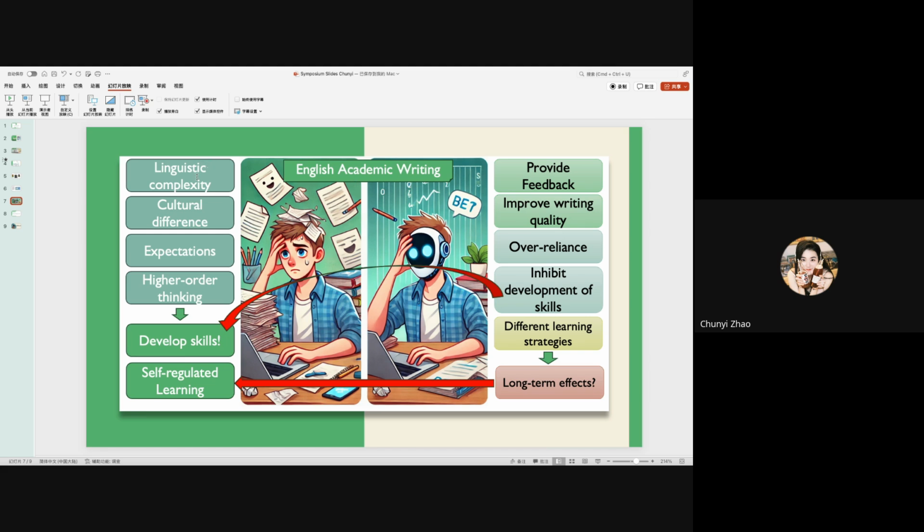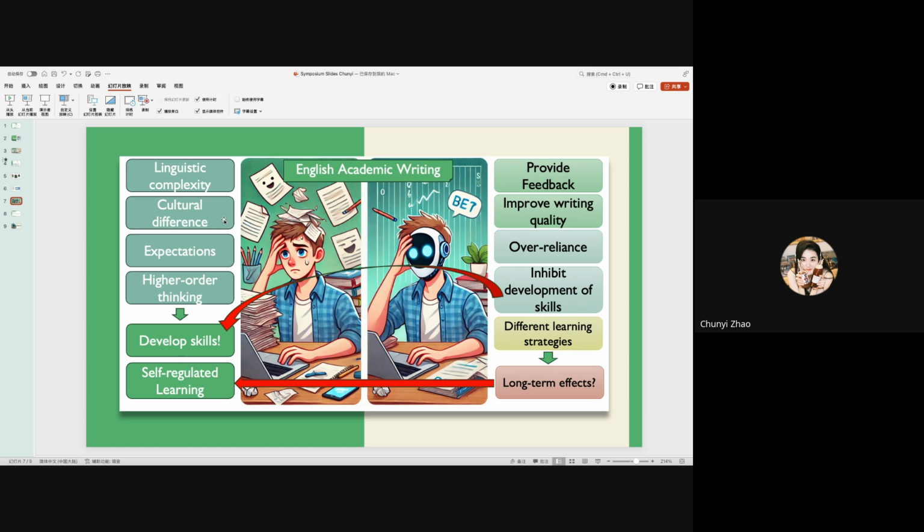The first difficulty is the linguistic complexity, because English is quite different from Chinese. I need to choose the precise word in academic writing, and I don't know whether I made some mistakes when I was writing a sentence or paragraph. And the second one is cultural difference. I think most English speakers like to tell a story, but we Chinese writers just want to state our opinions. So I face a lot of difficulties when I was writing academic writing.